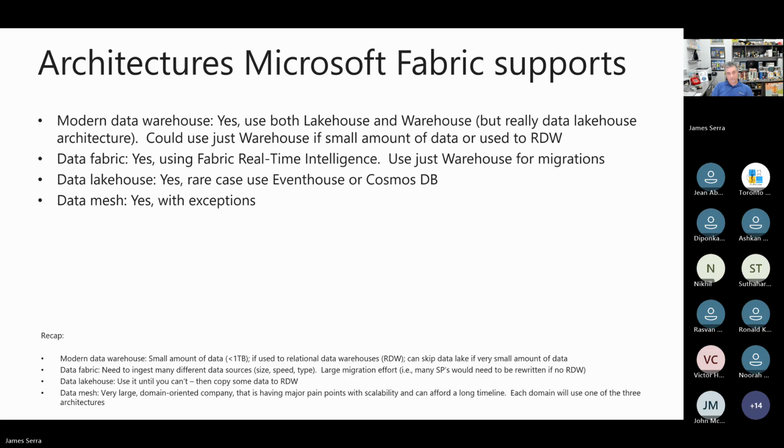So the third architecture, a data lakehouse, that's the default in Microsoft Fabric. And if there's a rare case where you can't get the performance you need, maybe you have billions of rows, in Fabric you can put that data in an eventhouse, or even now Cosmos DB, to query against to get the performance you need. It's very rare I see this, but it is an option.